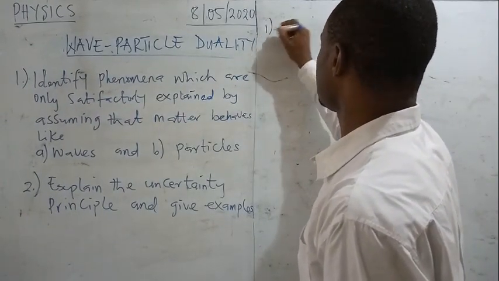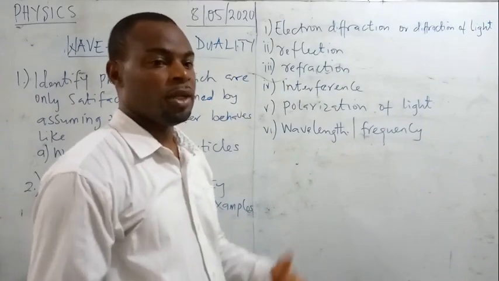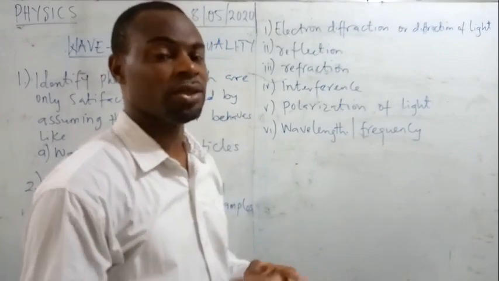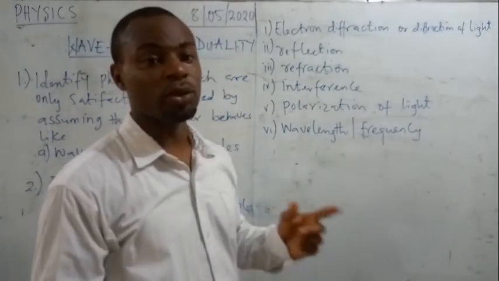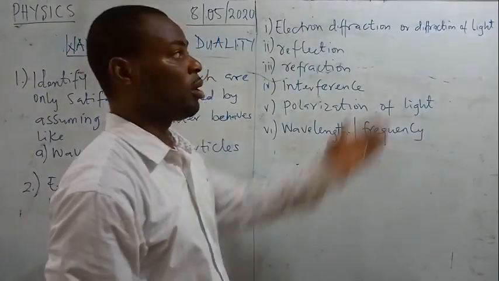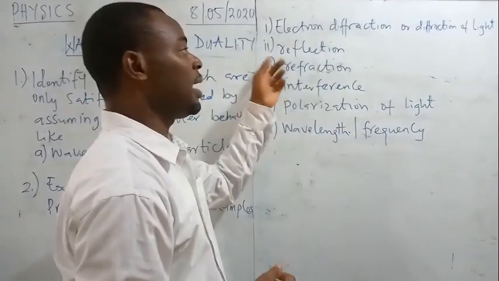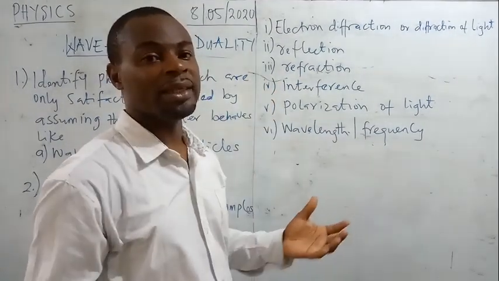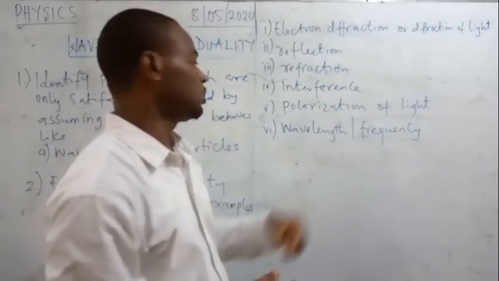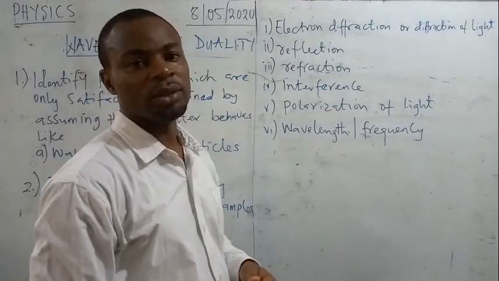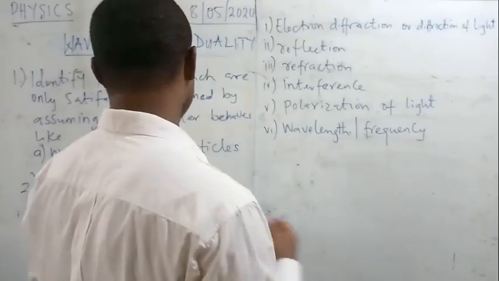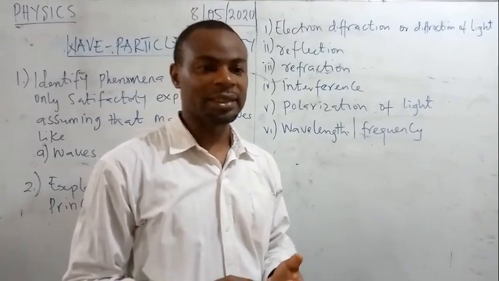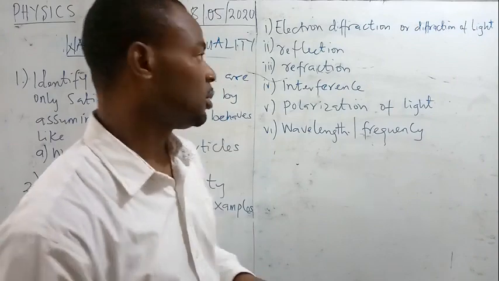Number one, the phenomena that can rightly be explained by assuming that matter in form of light or electron behaves like wave include: I, electron diffraction or the diffraction of light; II, reflection; III, refraction; IV, interference; V, polarization of light; VI, wavelength or frequency. Now, let's look at the phenomena that we can rightly explain by assuming that matter behaves like particle.